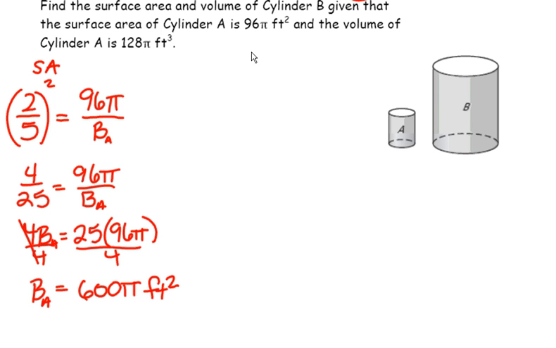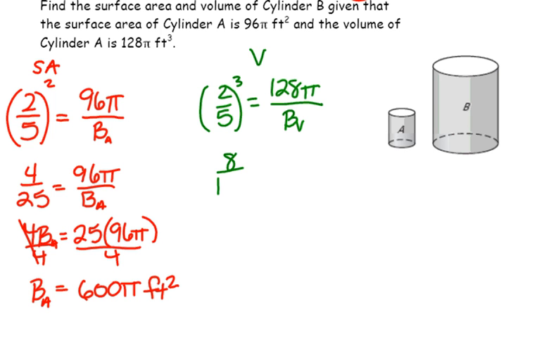All right, let's look for volume. With volume, I take my scale factor and I cube it in order to be able to compare two volumes. So my volume of the smaller one is 128 pi, and I'm looking for the volume of B. So again, this time I cube, so I get 8 over 125 equals 128 pi over the volume of B. And we cross multiply and solve.